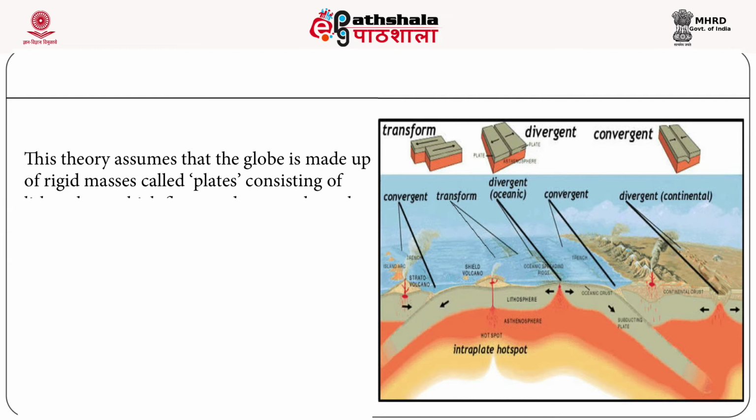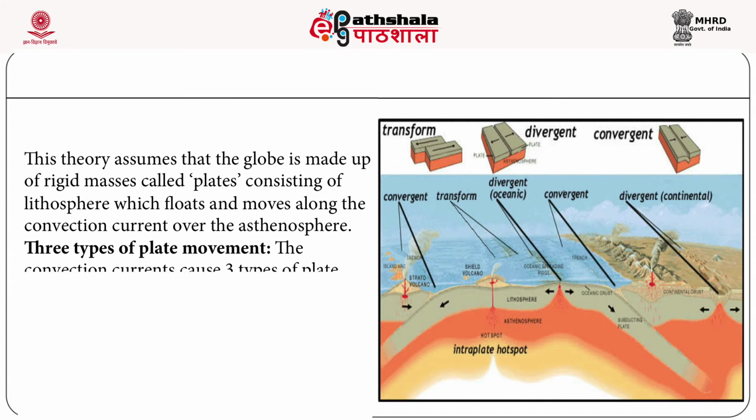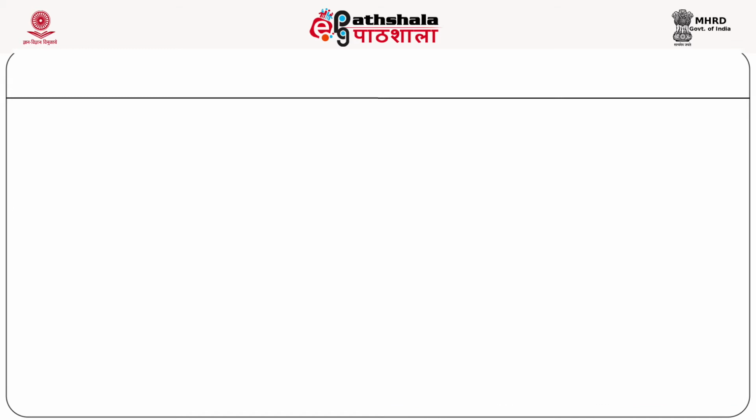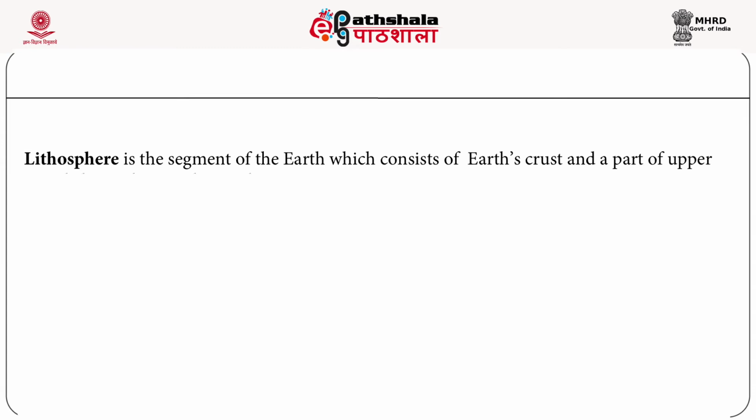This theory assumes that the globe is made up of rigid masses of plates consisting of lithosphere, which float and move along the convection current over the asthenosphere. There are three types of plate movement: divergent, convergent and strike slip. Let us look at the definition of a few terms like lithosphere, asthenosphere and plate. Lithosphere is the segment of earth which consists of the earth's crust and a part of the upper mantle lying above the asthenosphere.